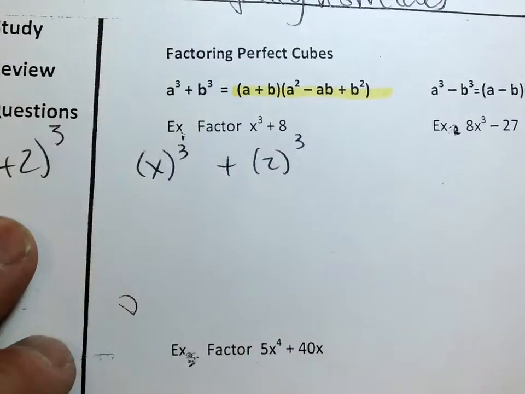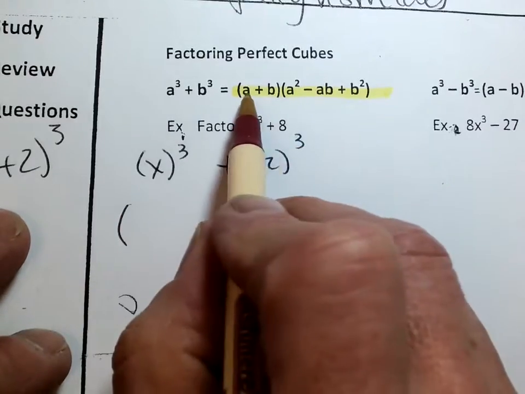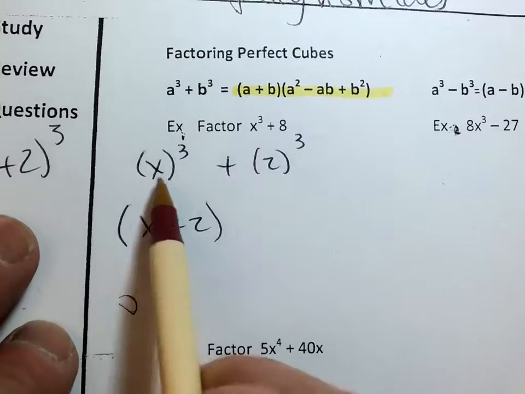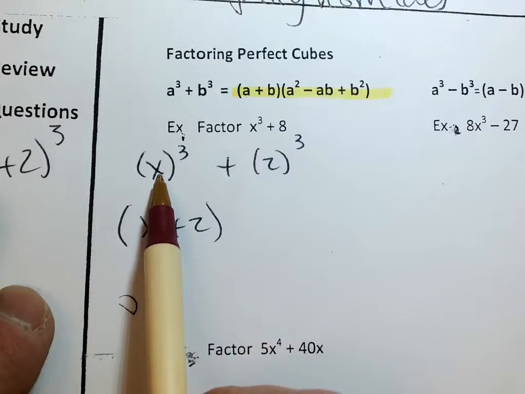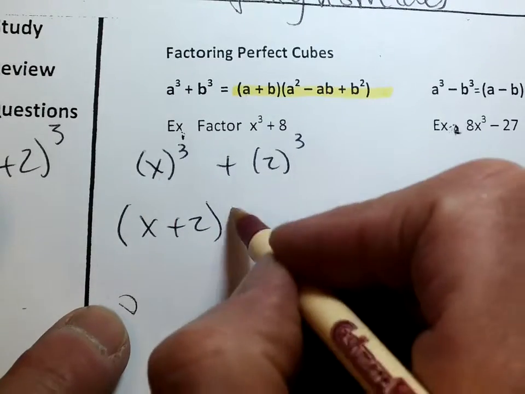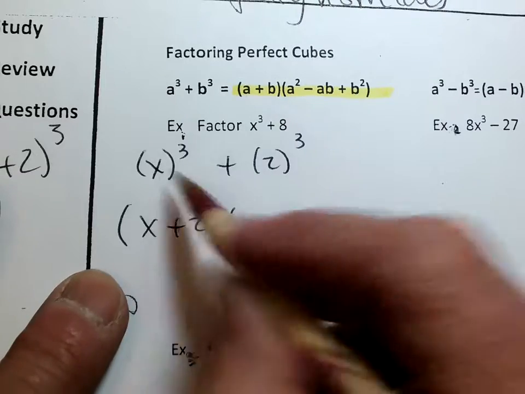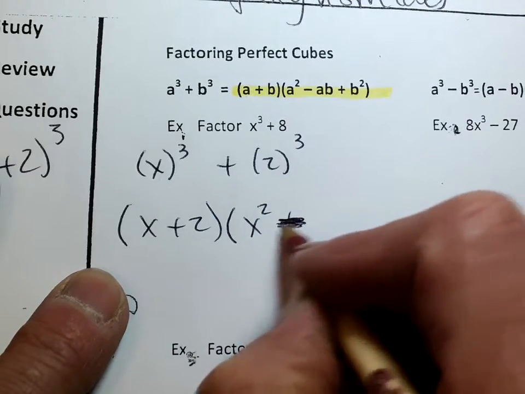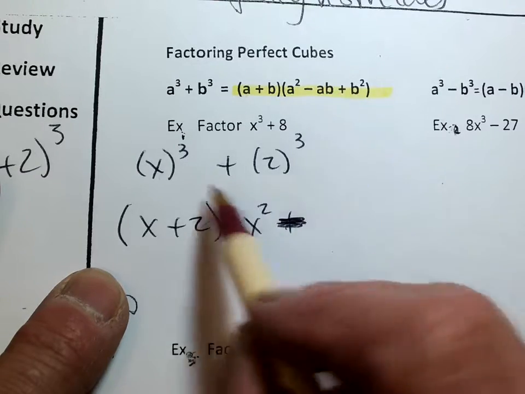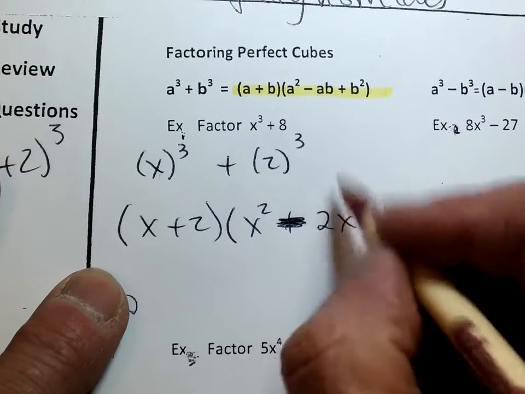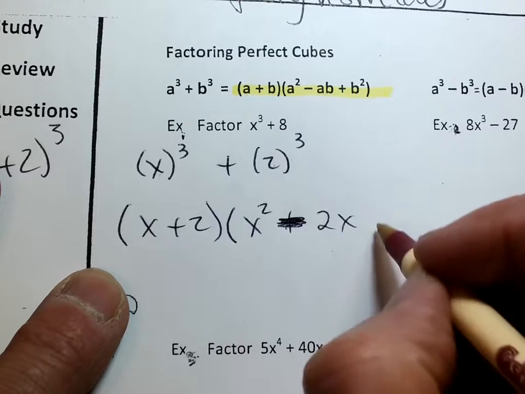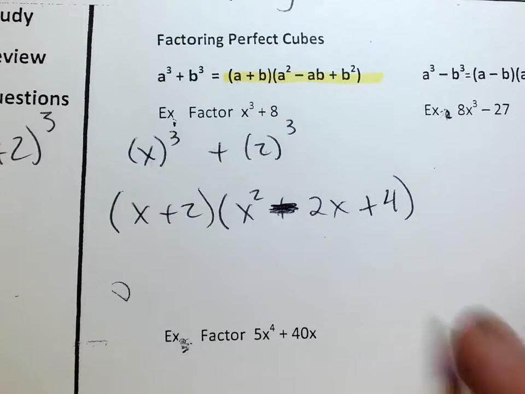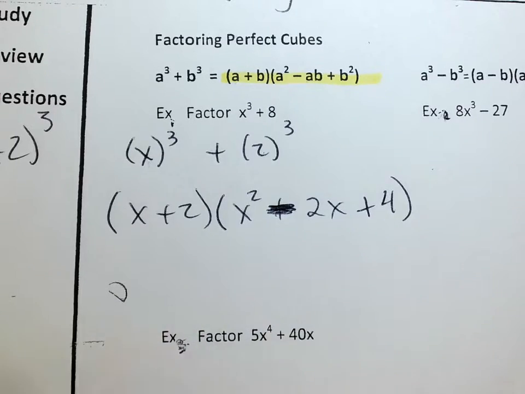So the answer is simply going to be x plus 2, because the x represents the a, and the 2 represents the b, times a squared, which in this case is x squared, minus, whoops, sorry, my bad, minus, look at the formula, a and b, which would be 2x, plus b squared, which is plus 2 squared, which is plus 4. Would it be minus or plus? It is minus, and it's minus from the formula, right?